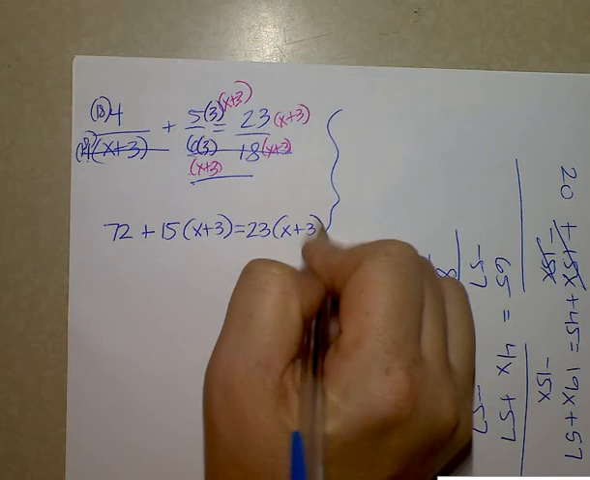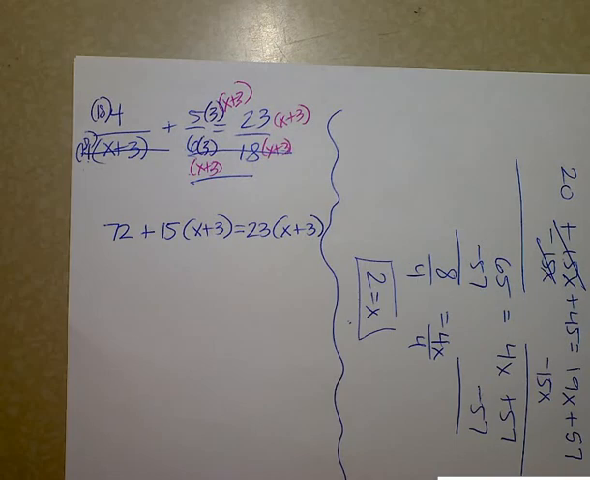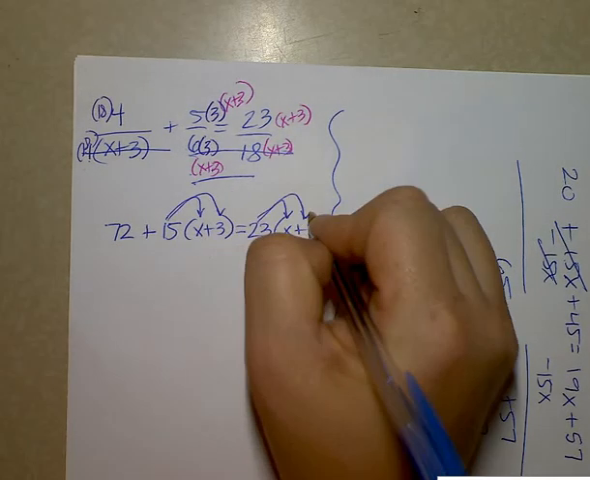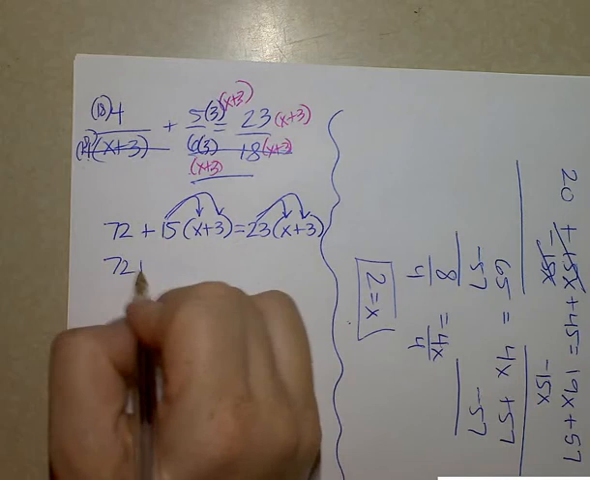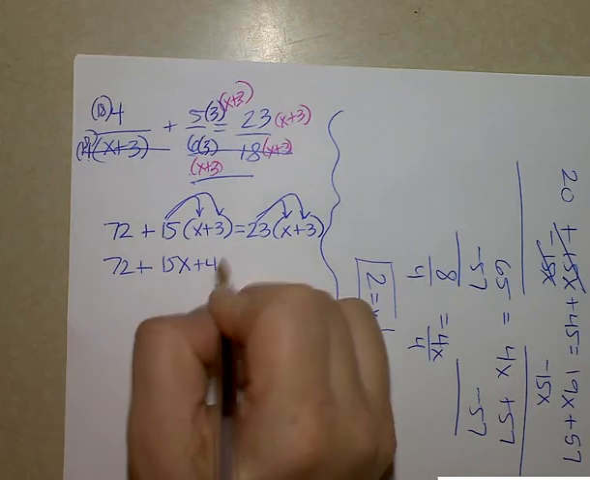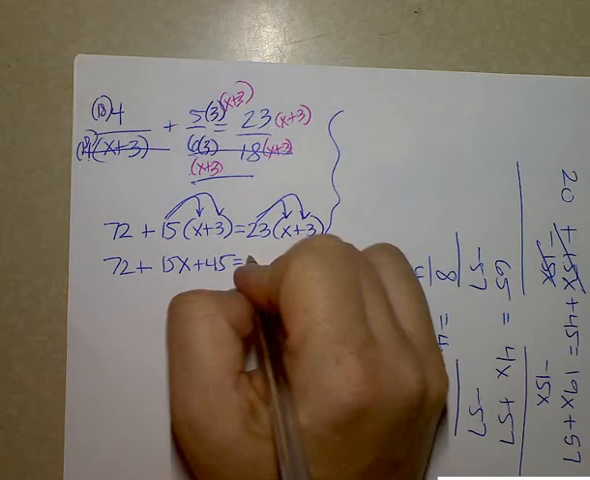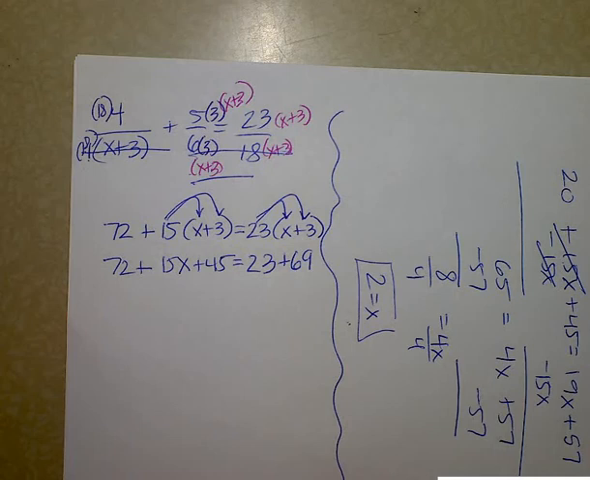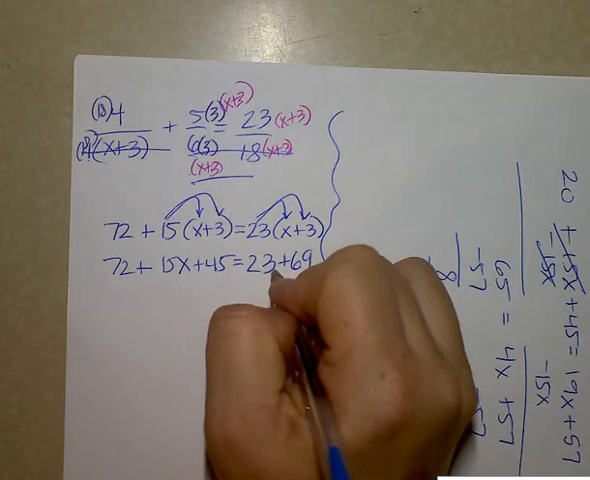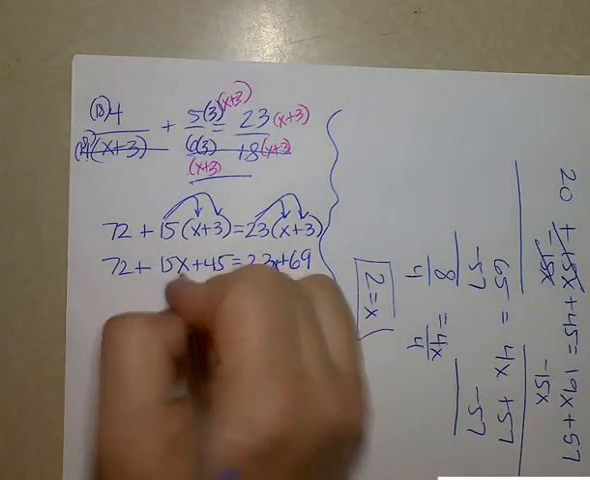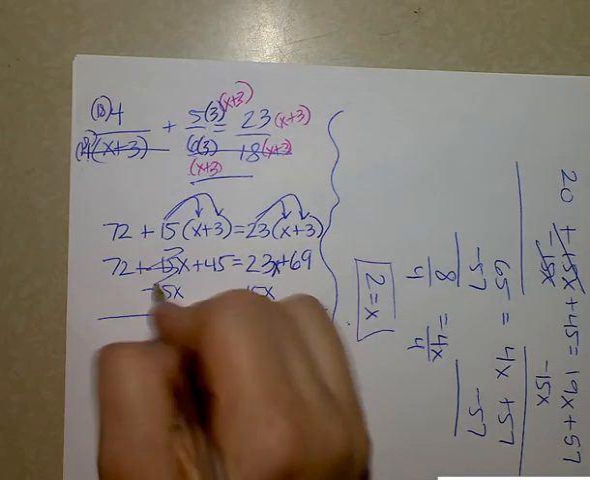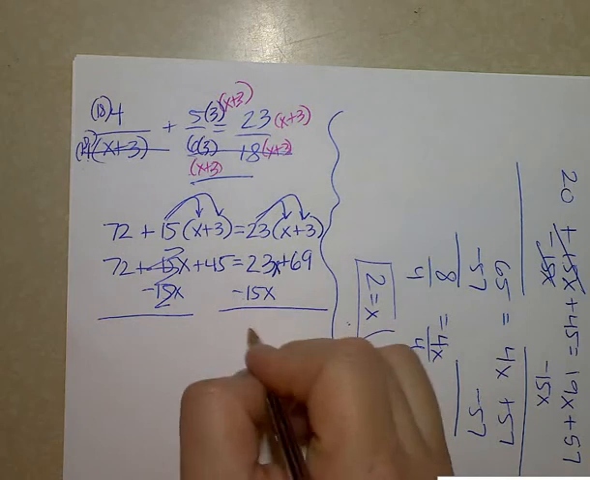I'm going to distribute the 15 and the 23. 72 plus 15x plus 45 equals 23x plus 69. Then I'm going to go through it and move the x's to one side. So I'm going to move the 15x to the opposite side. The 15s will cancel. 23 minus 15 is 8x.